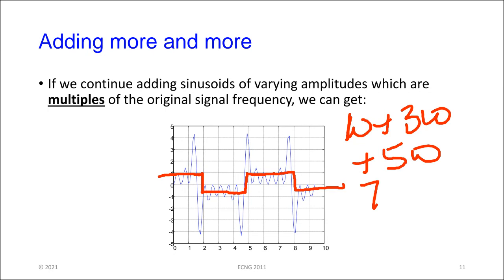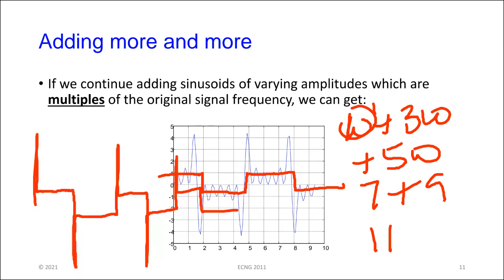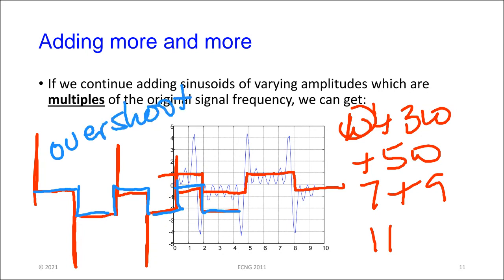If I add 7 plus 9 plus 11, in other words, all of the odd multiples of omega, eventually I'm going to get something looking like this. A very noisy square wave, more or less looking like a square wave, but with, and we saw the term yesterday, a lot of overshoot. Okay?